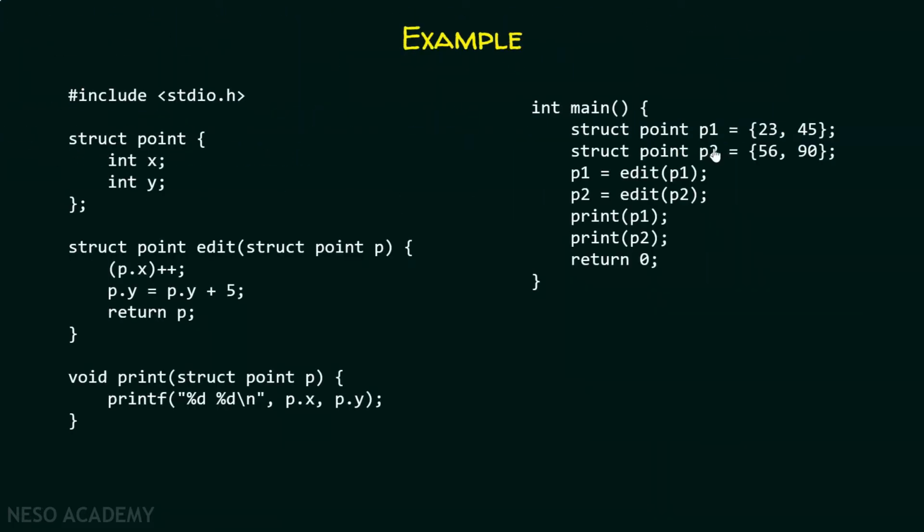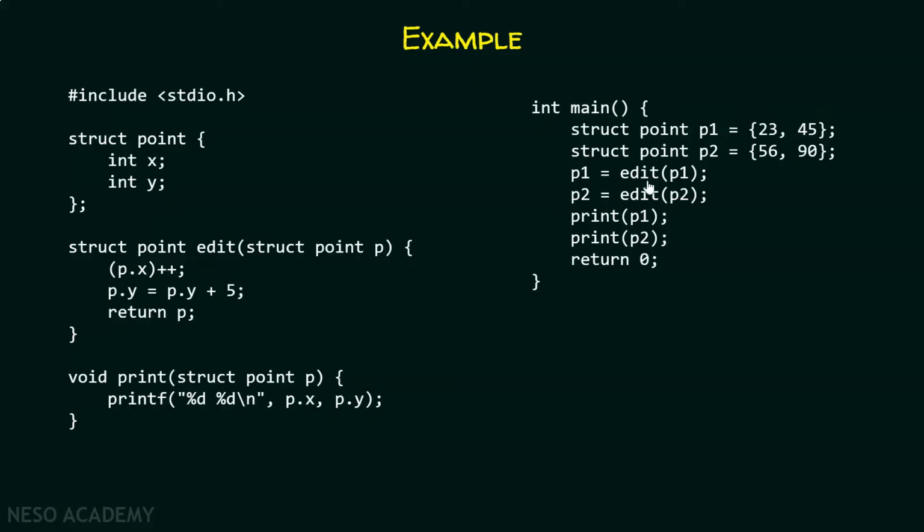Here in this main function, I have declared two variables, p1 and p2. p1 initializes its members, x and y, with the values 23 and 45. p2 initializes its members with the values 56 and 90. Why is that so? p1 is of type struct point, and you can see the type here. It consists of two members, x and y. And here you are just initializing these x and y variables.